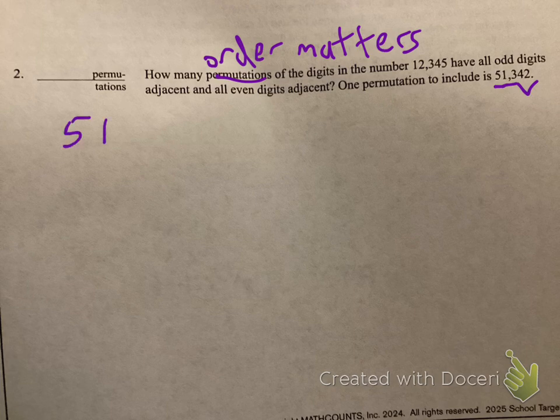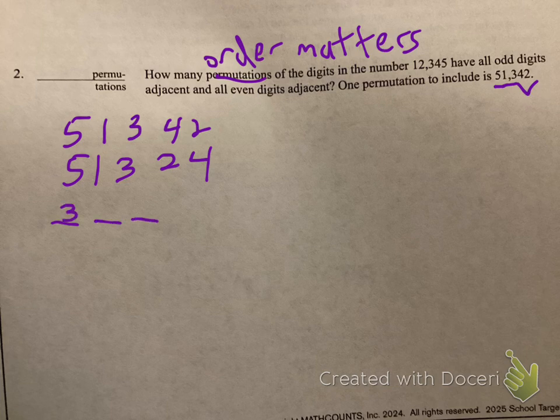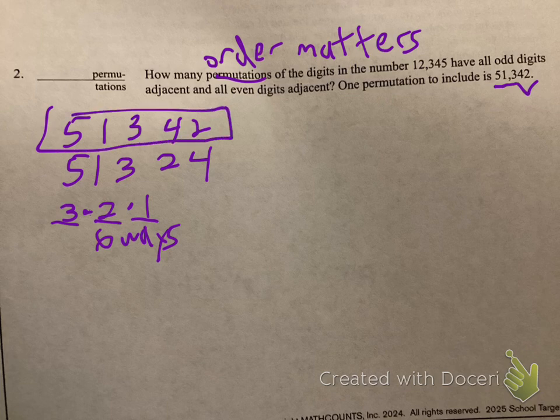So 5, 1, 3, and then the 4 and the 2, or 5, 1, 3, and then the 2 and the 4. But if we'll pause for a second, that 5, 1, 3, there's 3 different ways I could have a number there, 2 different ways I could have a number there, and 1 different way I could have a number there. So that's going to be a total of 6 ways I could have just this first combination, right?